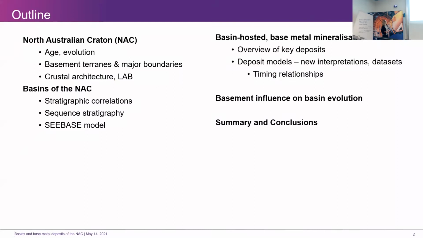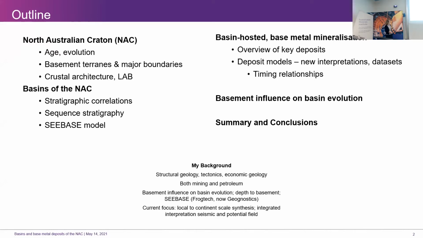There we go. Okay, so I'll start with an introduction and overview to the North Australian Craton, and then we'll look at the basins themselves and some of the key features there on the stratigraphic correlations, then a brief look at some of the base metal deposits, finish up with a focus. I'll mention this as I go through, but then we'll look at a couple of key examples, looking at the basement influence on the basin evolution and the deposits, and finish up.